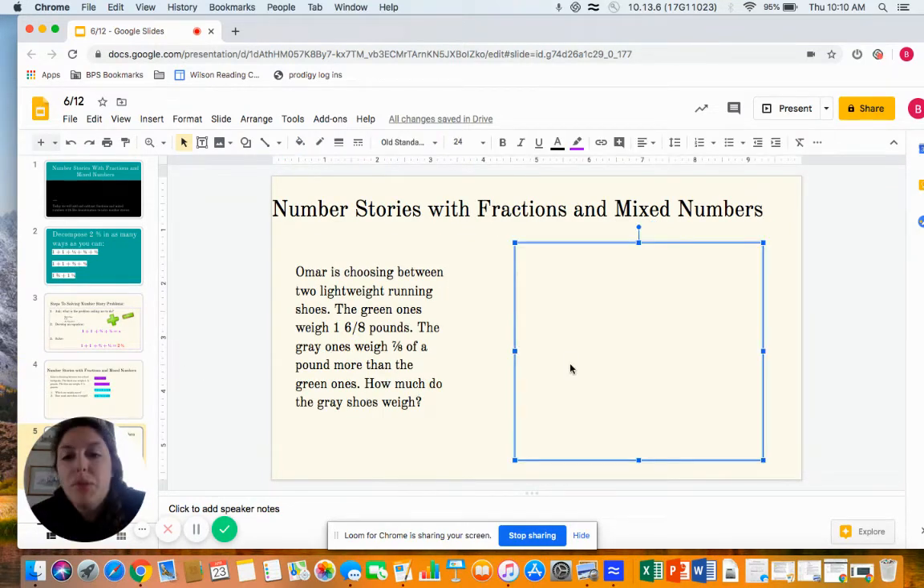Omar is choosing between two lightweight running shoes. The green ones weigh 1 6/8 pounds. The gray ones weigh 7/8 of a pound more than the green ones. How much do the gray shoes weigh? Okay, let's take a second here and let's think this through. Pause the video and try to find out how much the gray shoes weigh.